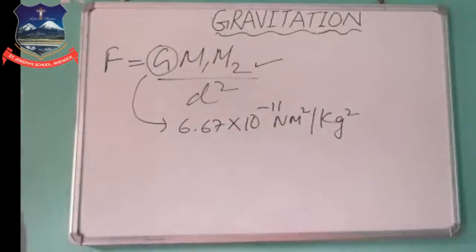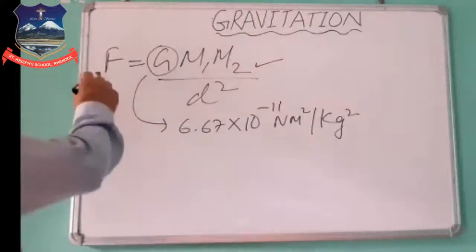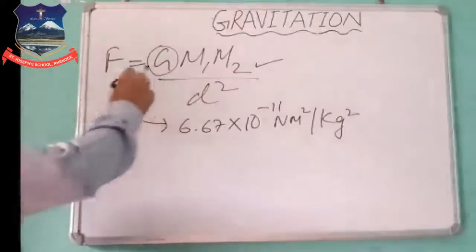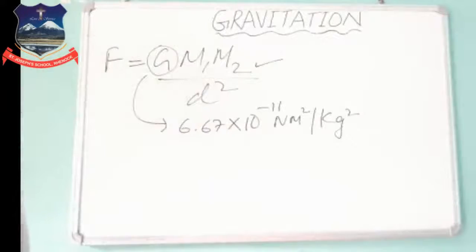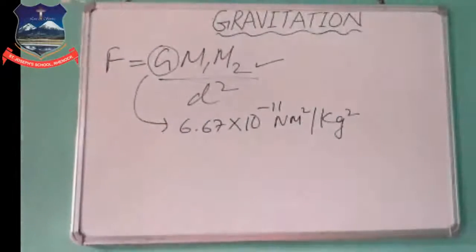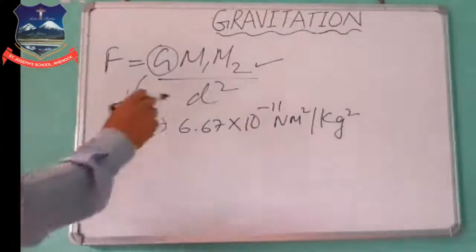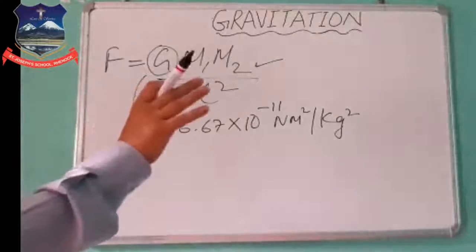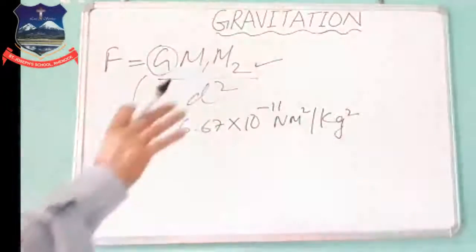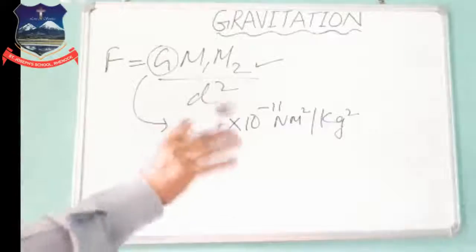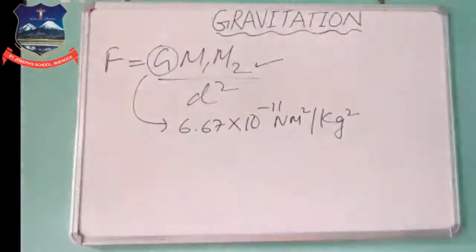The value of G is 6.67 times 10 to the power of minus 11 Newton meter square per kilogram square. The other thing is that Newton's law of gravitation is also known as the inverse square law, because the magnitude of gravitational force is inversely proportional to the square of the distance. Magnitude of gravitational force means the size. The size of the force can be more or less depending upon the distance of separation between the two bodies.